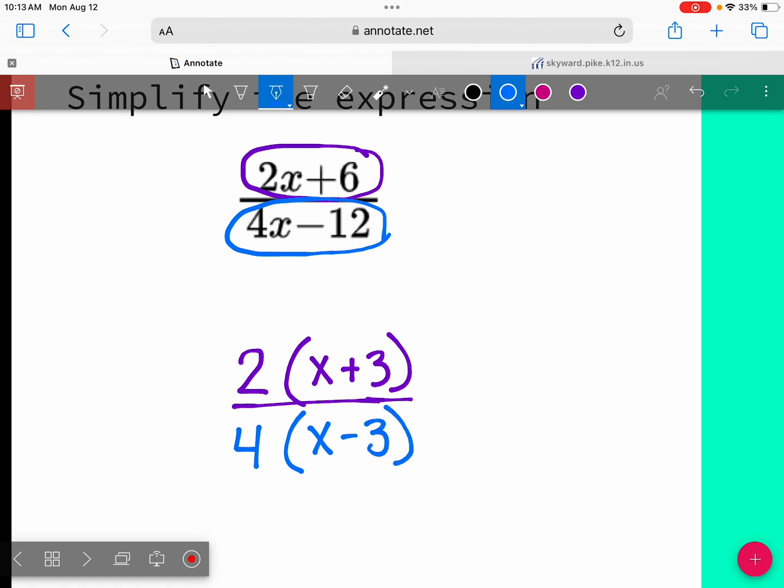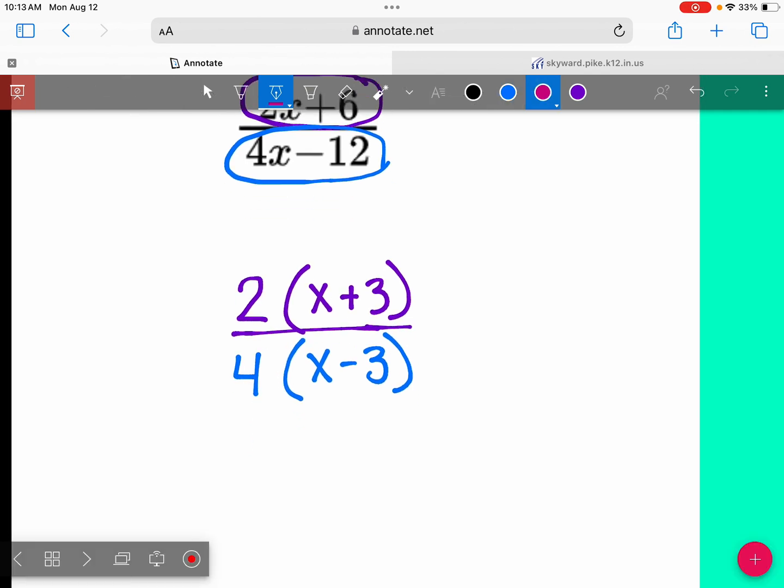Okay, that was just factoring so far. Now that I've factored both top and bottom, I can look and see what we can simplify. What can we simplify here? The 2 and the 4. Because both are divisible by 2, which means when they simplify, what are we going to wind up with? 1 over 2. They both divide by 2. So this becomes a 1, that becomes a 2. There. I feel like that's clear.